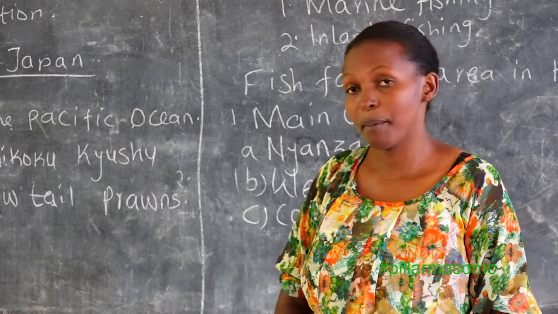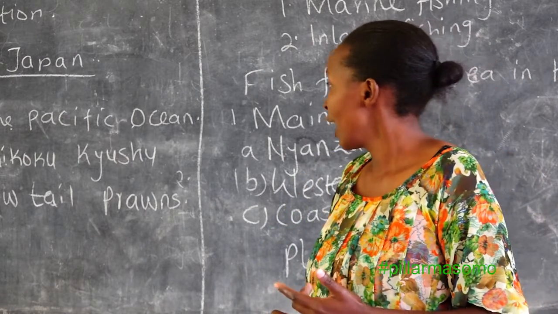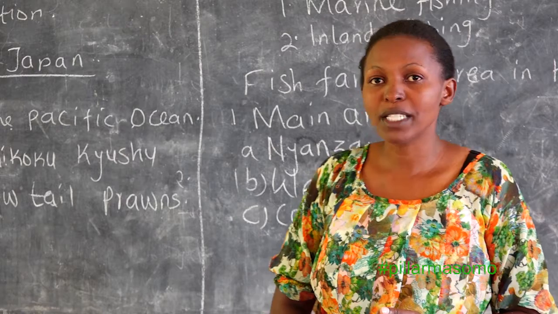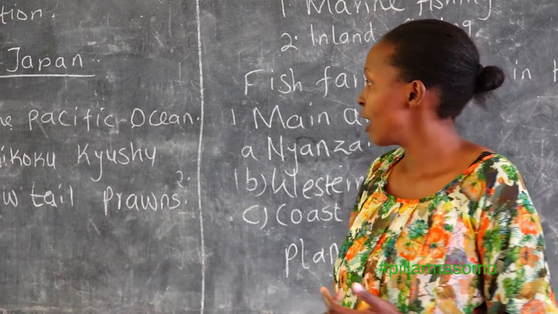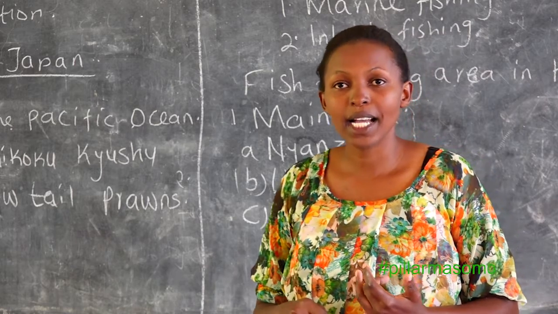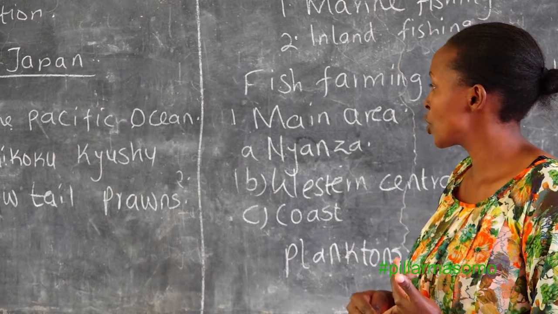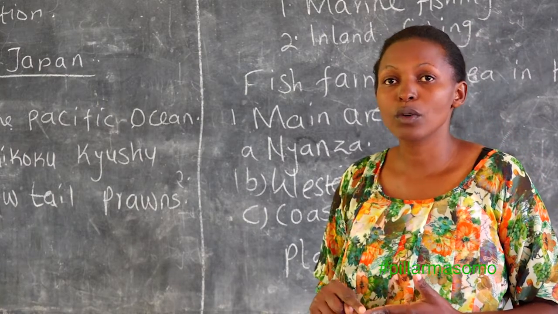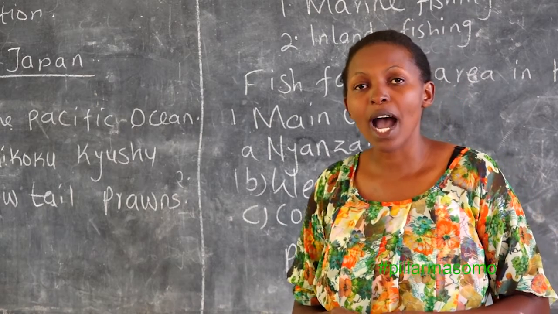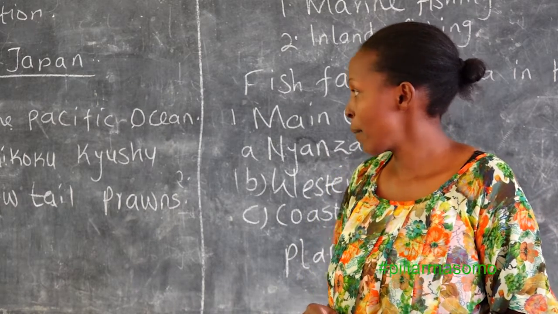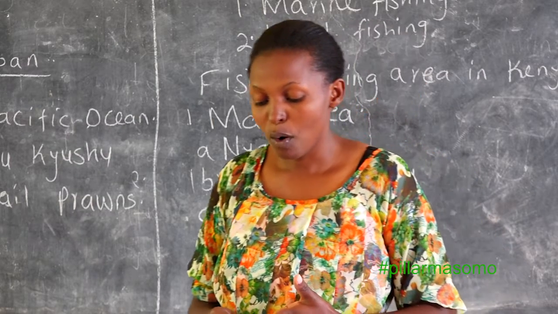So I repeat once again about Japan. We have said Japan is an island country in the far east of the Pacific Ocean. We have the main islands which are found in Japan: Hokkaido, Honshu, Shikoku, and also Kyushu. And these places are the only places that have arable area for farming. And also we have discussed the open seas.